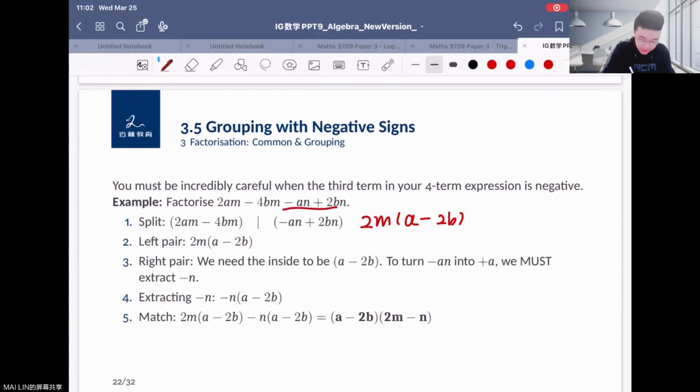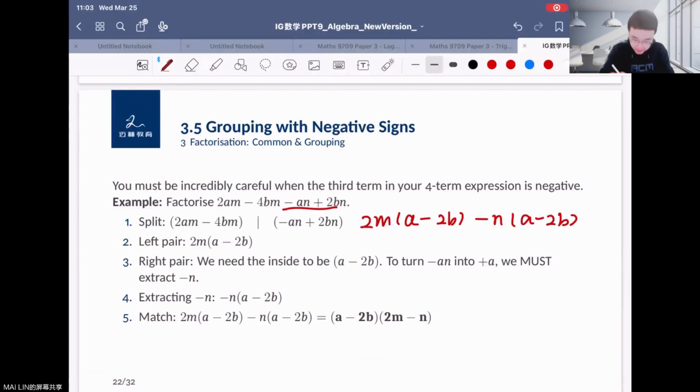The second group is negative 2an plus 4bn. Also, you can extract minus 2n, so here is minus 2n times a minus 2b. Now you'll find that they have a common factor, which is a minus 2b.